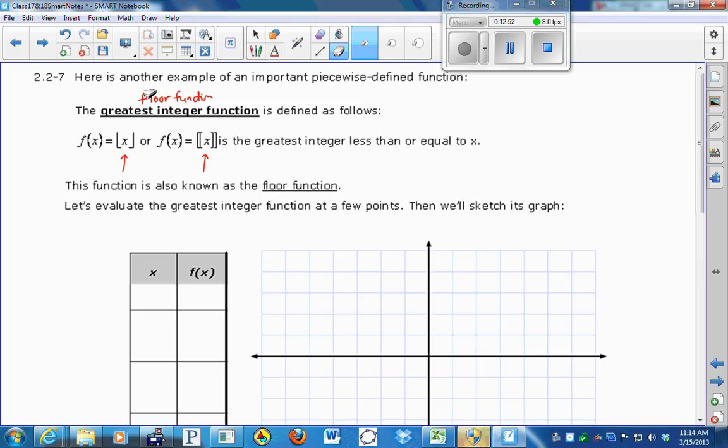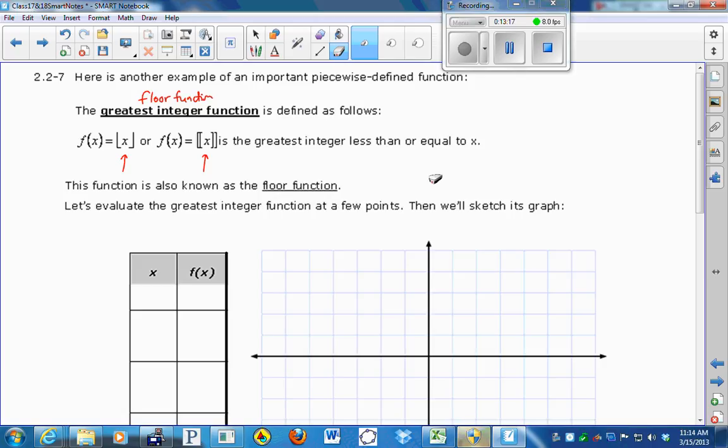So this is like page what, Taylor? Where are we? 33, okay. The other symbol, and this is the symbol that your book will probably use, I think this is the one your book uses. It looks like a bracket, but it has two vertical sides. That is also another symbol for the greatest integer function.